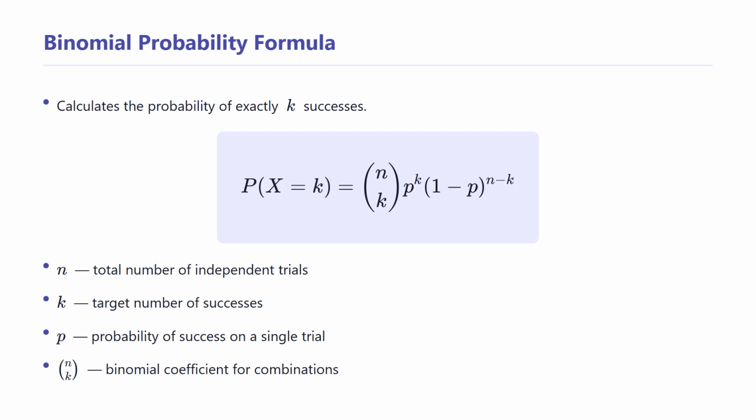The variable p represents the probability of success on any single trial, while 1 minus p is the probability of failure. The bracketed term, n over k, is the binomial coefficient, which counts how many different ways we can arrange those successes. Physically, if you increase the number of trials, n, the distribution spreads out. If you increase the success probability, p, the peak shifts toward a higher expected number of successes.